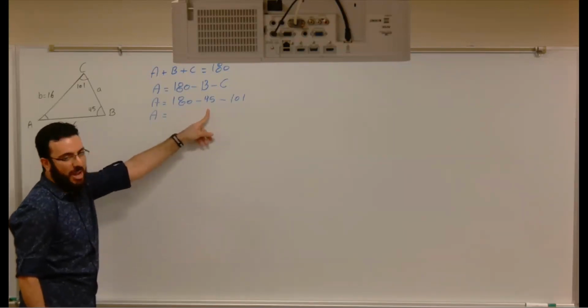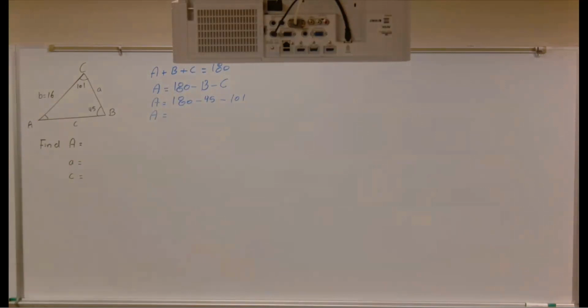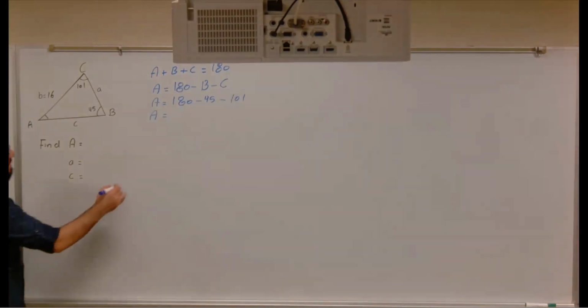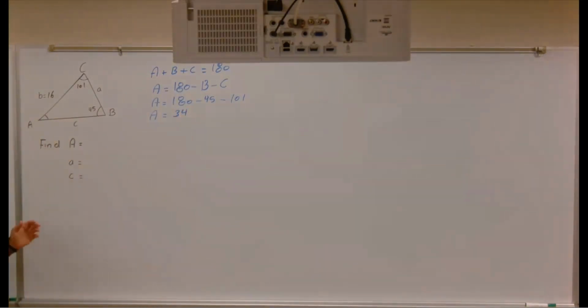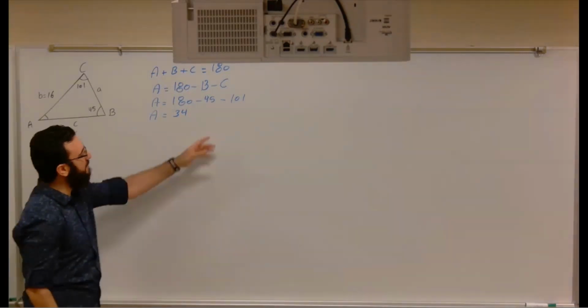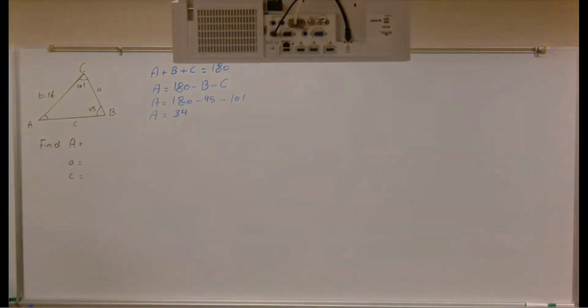180 minus 45 minus 101. How much is it going to be? 34. That's it, 34. Why are you scared? It's just 180 minus 45 minus 101. Just do the math. So this angle is going to be what?